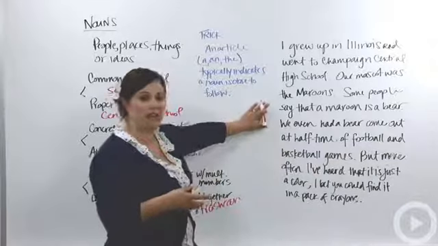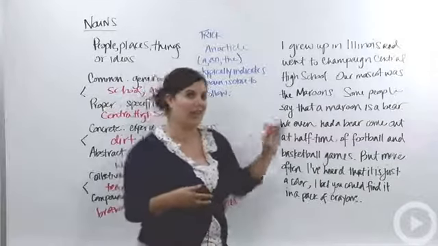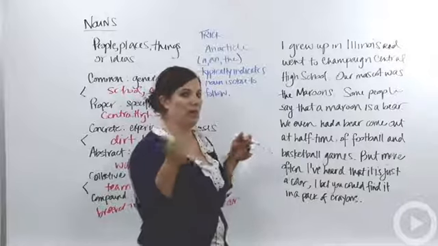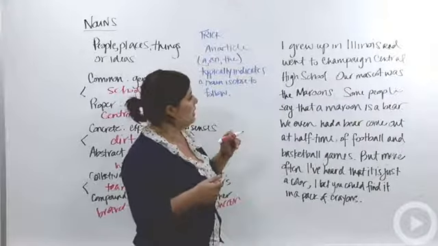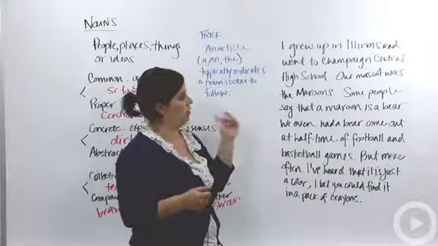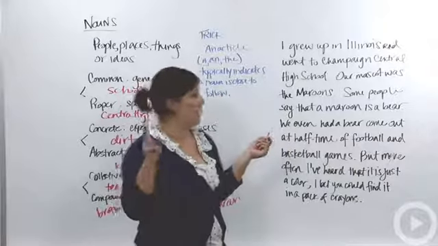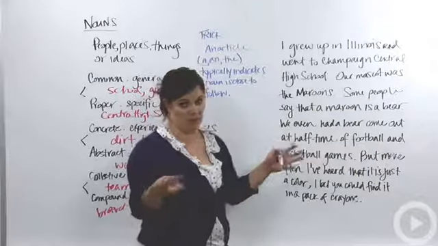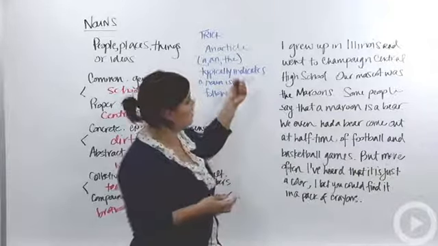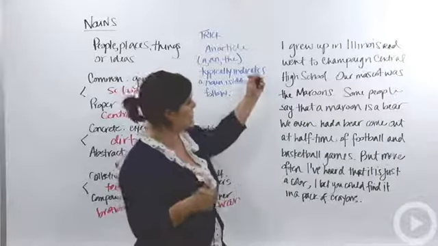So let's look at this paragraph here and see if we can mark the nouns as we go through, and we'll talk about what kind they are. So we have, I grew up in Illinois and went to Champaign Central High School. All right? I see two capitalized words in the middle of this sentence. So that clues me in I might have some proper nouns.